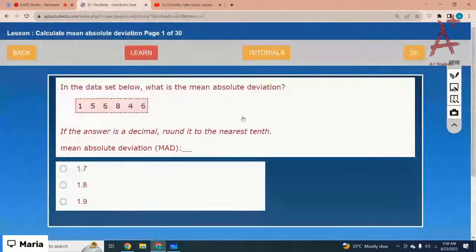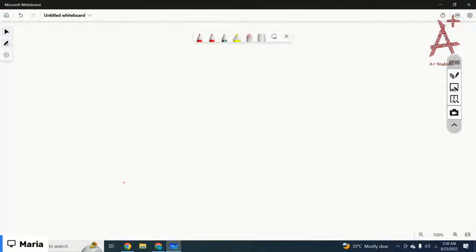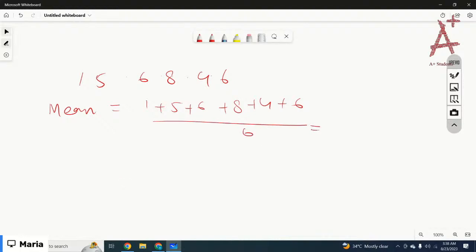Okay, 1, 5, 6, 8, 4, 6. Let's just add them first, right? First you have to calculate just the mean. 1 plus 5 plus 6 plus 8 plus 4 plus 6. They are 1, 2, 3, 4, 5, 6 in number. You have to divide the sum by 6. Let's just calculate the mean. The sum is 30 and 30 divided by 6 is 5, right?